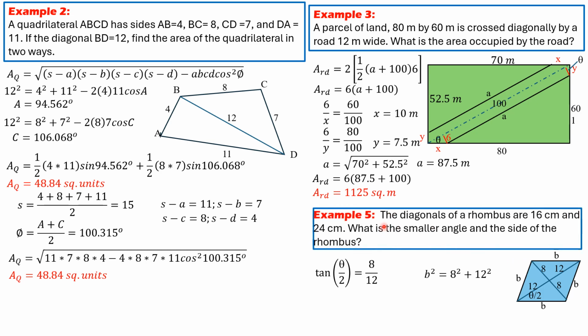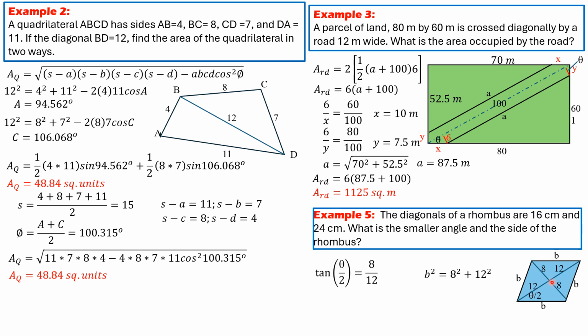Next problem, problem 5. The diagonals of a rhombus are 16 cm and 24 centimeters. What is the smaller angle and the side of the rhombus? So remember that the diagonals of the rhombus bisect each other and are perpendicular to each other at their point of intersection. So if this is the longer diagonal, 24, from this corner to the intersection, that's 12, that's also 12. For the shorter diagonal, 16, so 8 and 8.